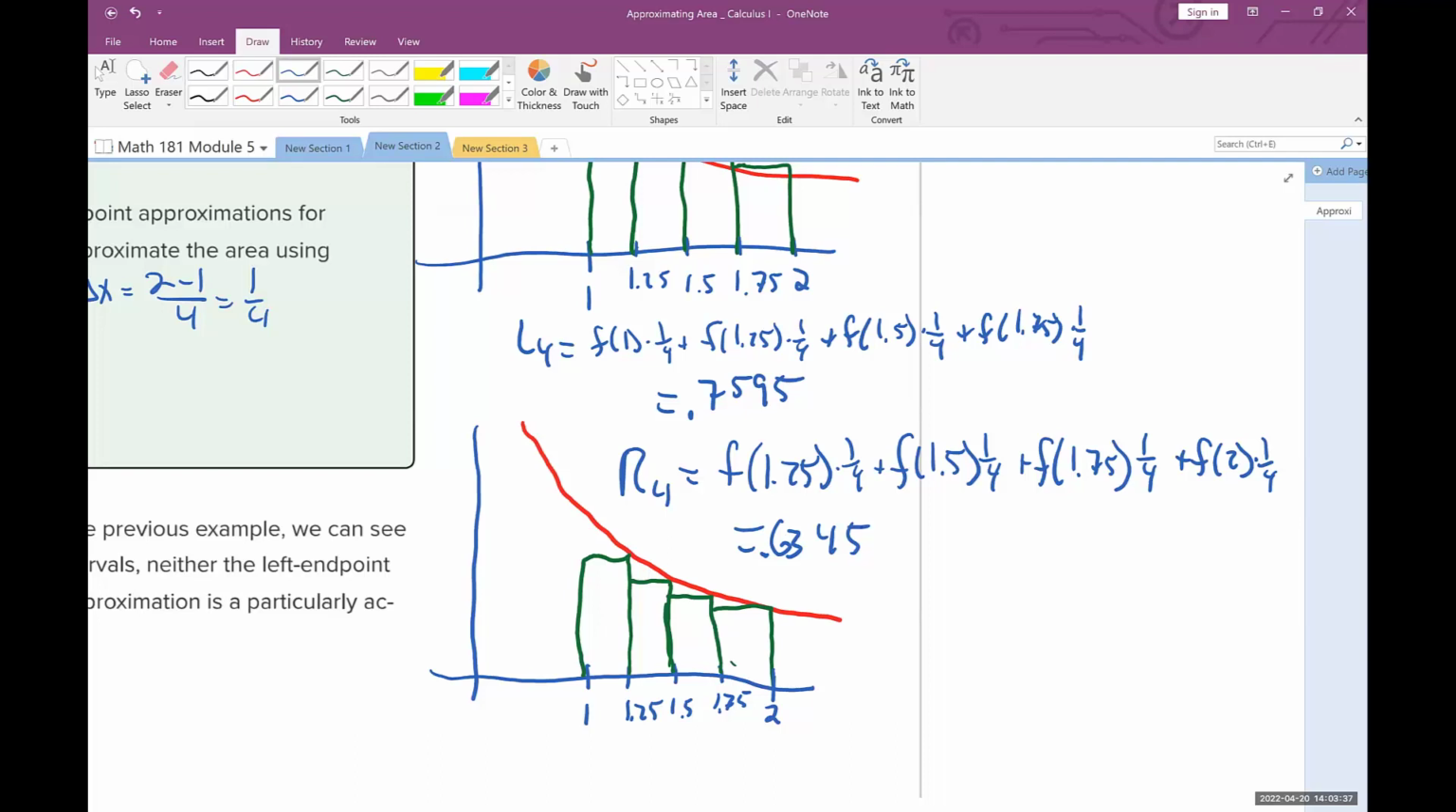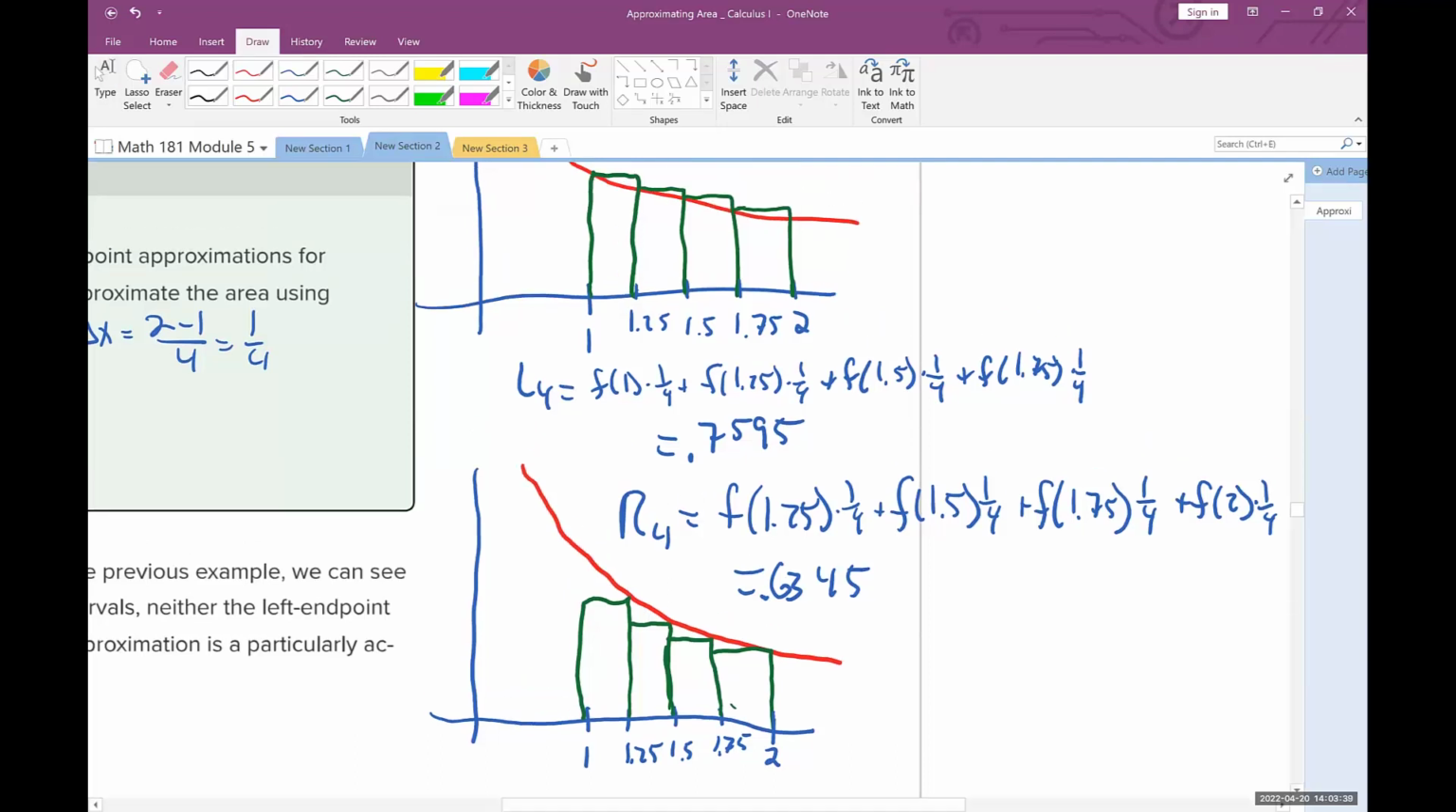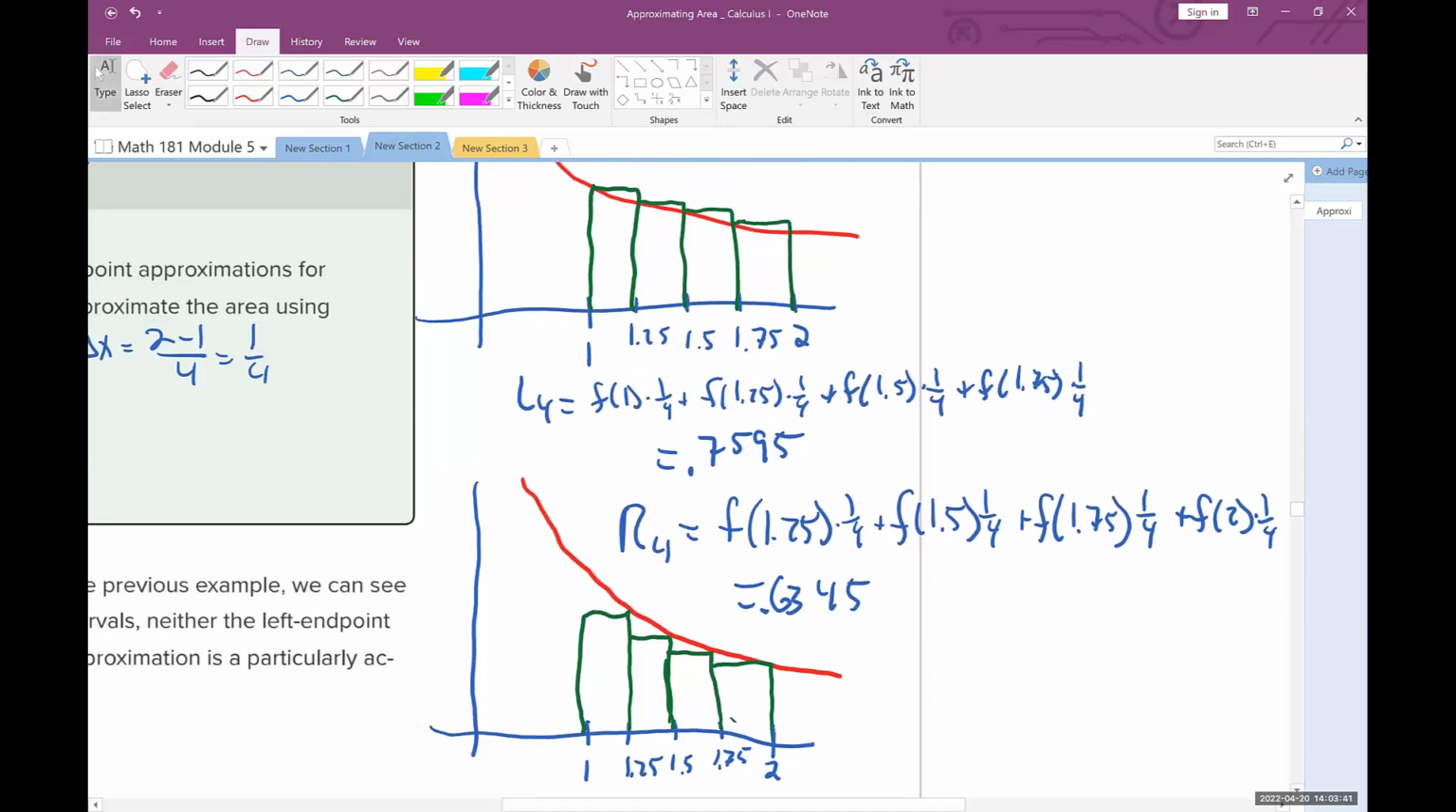If we wanted to be more accurate and closer together, we would increase the number of intervals. So these aren't too far apart, but someplace in between is probably closer to, I know what it is, it's 0.69. Actually it goes on forever.